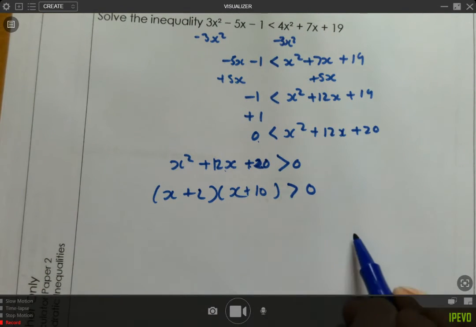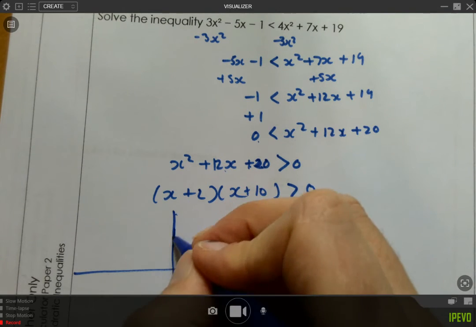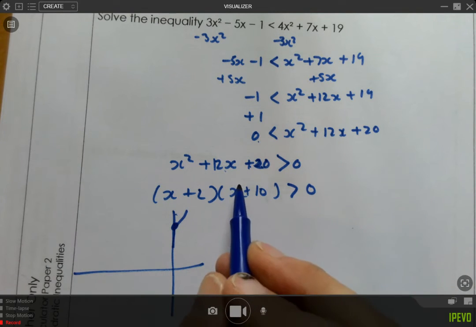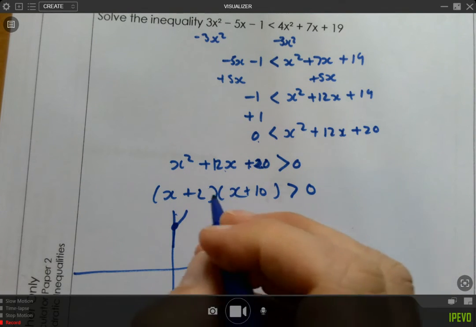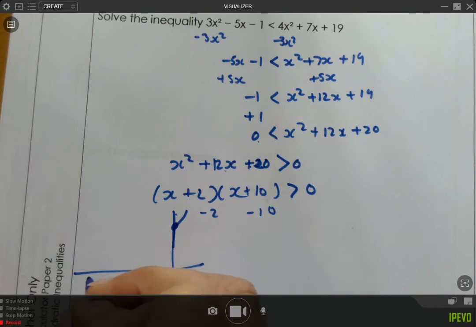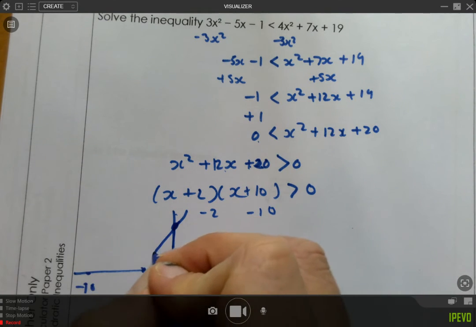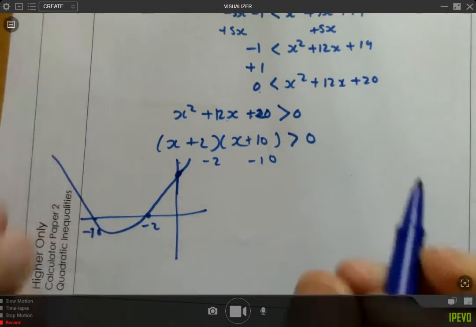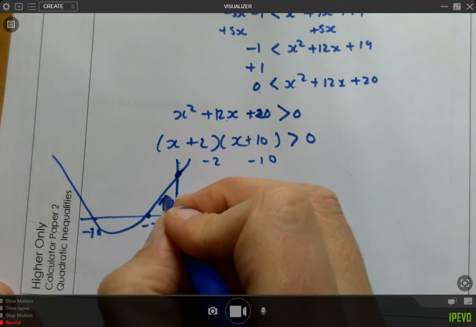I've got a graph. It's going to look something like that, and it's going to cross the y-intercept at 20, and it's going to cross at minus 2 and minus 10. So I've got a point here at minus 2, I've got a point at minus 10. The line goes down and round, and I'm interested where it's bigger than 0, so above the line.